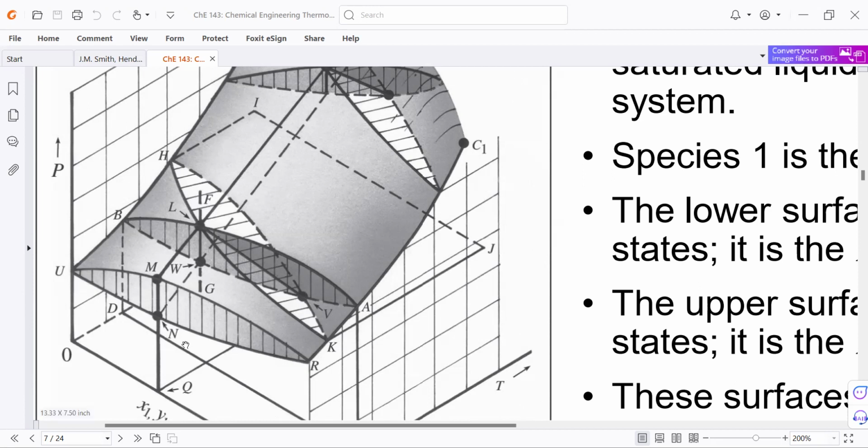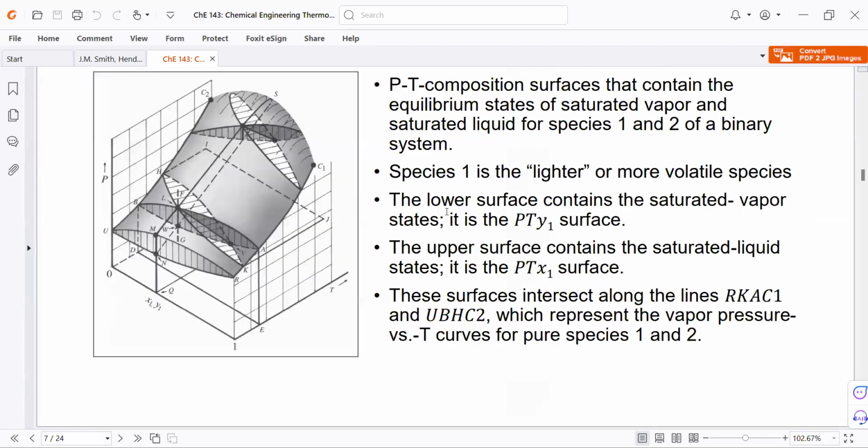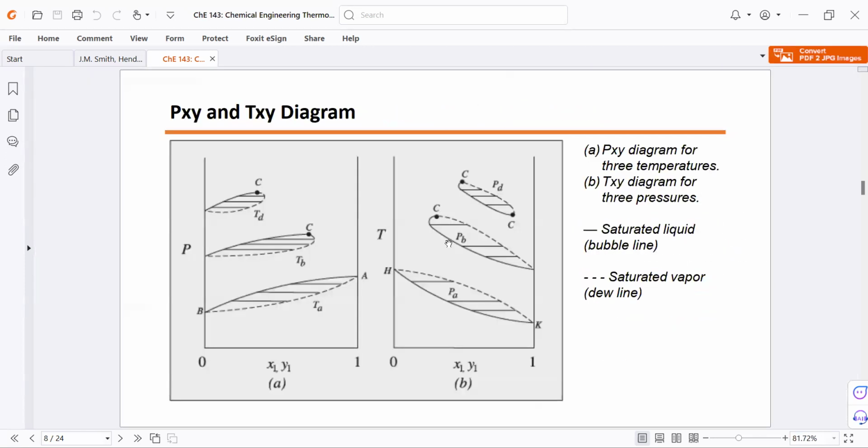Since it's very complex to discuss and understand in 3 dimensions, we can actually cut the 3D diagram. We isolate surfaces in order to discuss them in two dimensions. All right, so this is what we will discuss next: the PXY and TXY diagram.